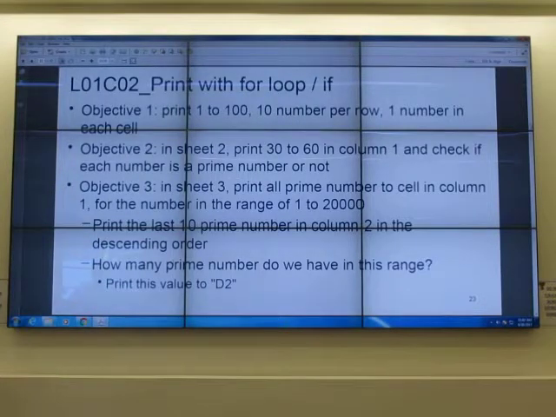So today we are going to do some more VBA. Objective 1: plotting numbers 1 to 100, okay? Objective 2: print 30 to 60 in column 1 and check if each is a prime number or not.